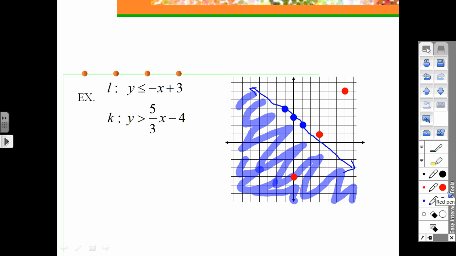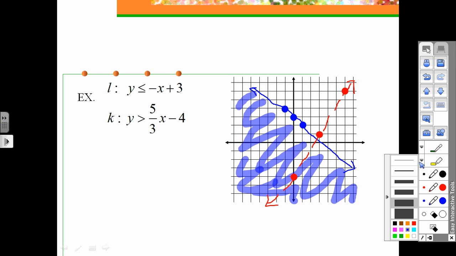Okay, and then I'm going to graph this line. And notice that there's no equal sign with my inequality, so that means that this line is going to be dashed. And if you forget and you make it solid, it's really easy to just take an eraser and erase a little bit of it, right? Okay, so there's that line.